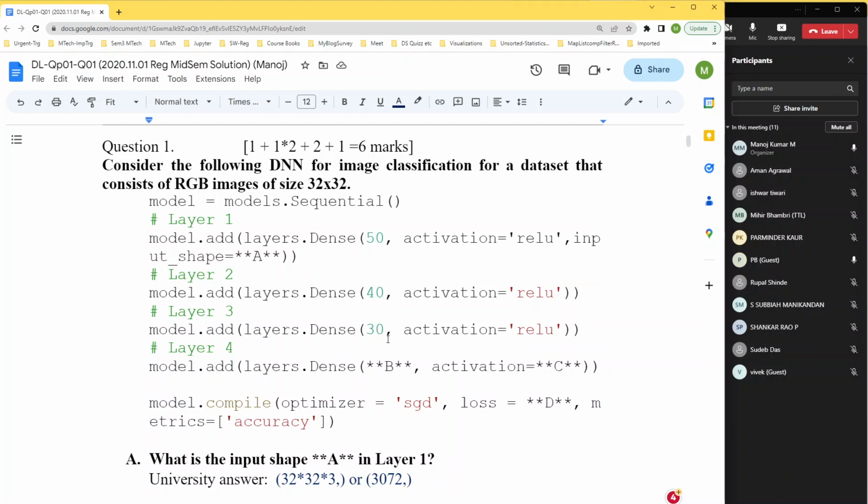Yeah, I think I got it. They are asking what is the input to layer 1. There is an input layer first of all, and then we have the hidden layer. So layer 1 is a hidden layer, and there is an input layer before that, and the input layer has 3072 inputs.